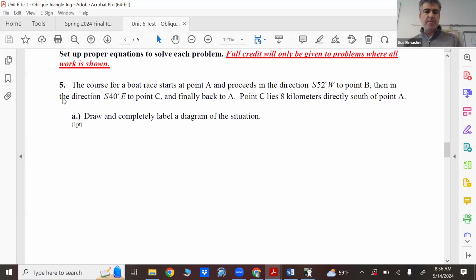So here's how this works. This is not in this review guide. The course for a boat race starts at point A and proceeds in a direction. So you're pointing south and you're going 52 degrees west. So remember, south is down, right? And if you're going 52 degrees west, you're going this way, west.